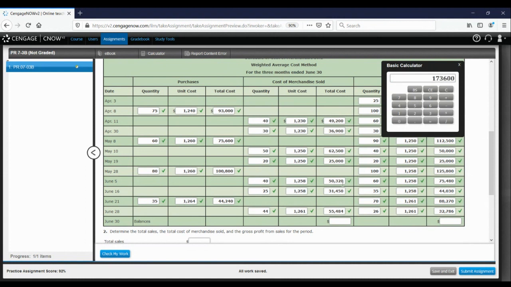We're going to add 50,320. And we're going to add 31,450. And then we're going to add 55,484. And that's going to give us 310,854.